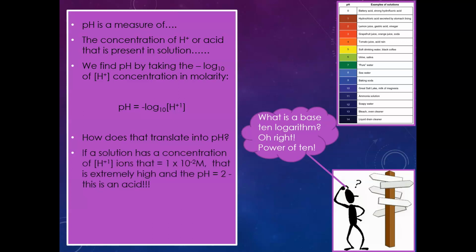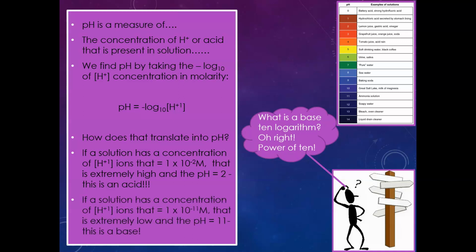So how does that translate into our pH? So if we have a concentration that's 1 times 10 to the negative 2, we take the log base 10 of this number, we get a negative 2, we take the negative of that, and we get that the pH is 2. A pH of 2 tells us we are dealing with a very strong acid. That is lemon juice, vinegar, that kind of thing. It's extremely acidic. If we have a concentration of 1 times 10 to the negative 11th and we put it into the pH formula, we're going to get a pH value of 11. That is extremely basic. So that is a base.